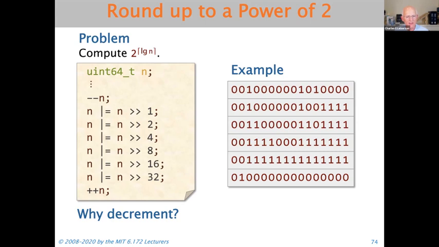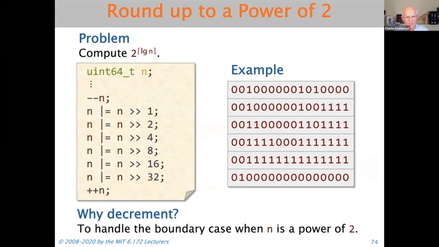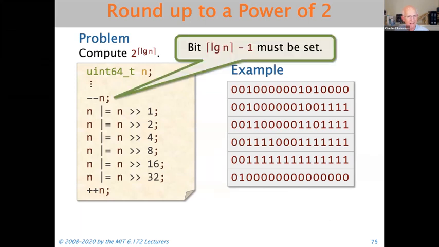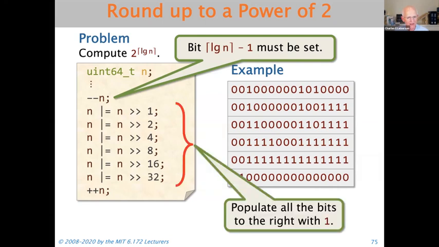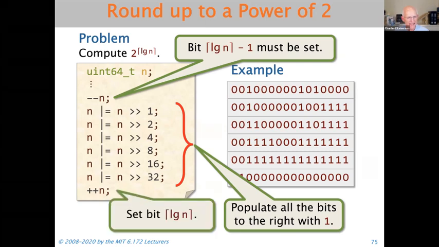So we want to make sure that it can't be there. So by subtracting 1, we're going to be fine. Okay, and then we make sure that bit ceiling of log n minus 1 is set. And then we go and we flood all the lower order bits. And then we set bit log n minus 1, because up to that point, every bit less than the ceiling of log n bit is 1.